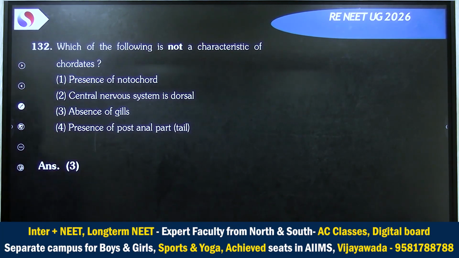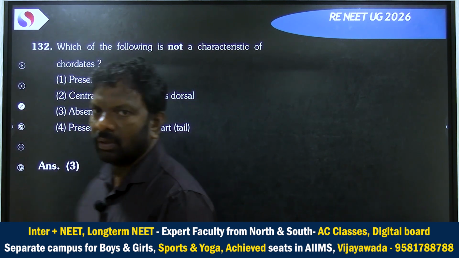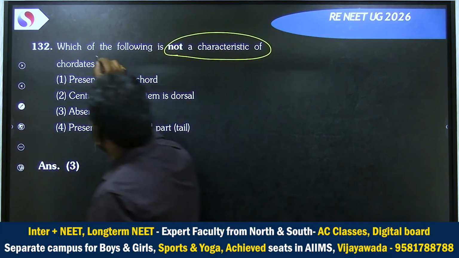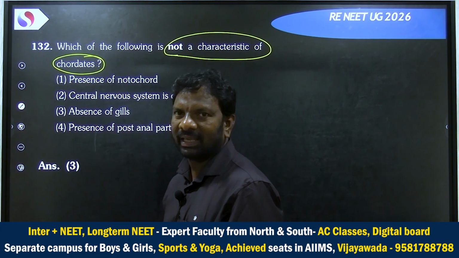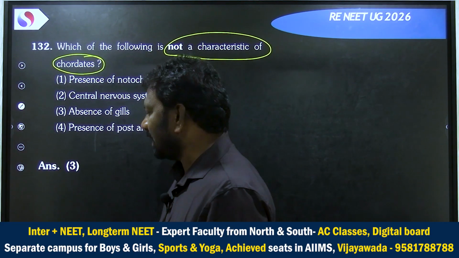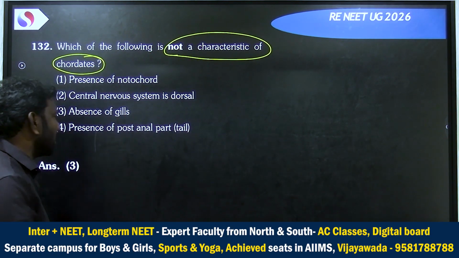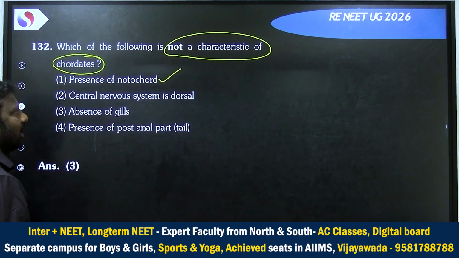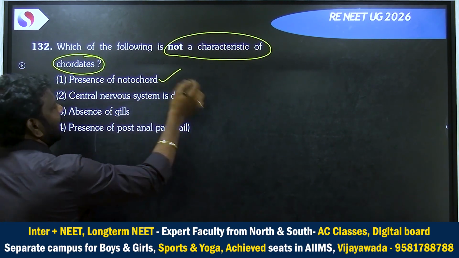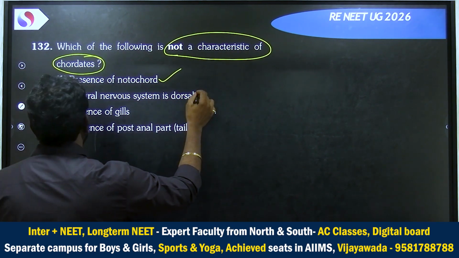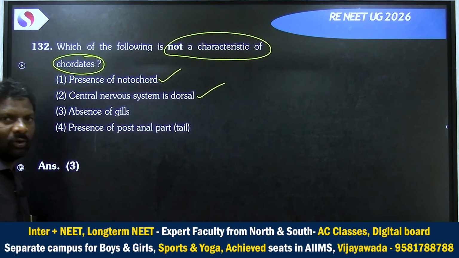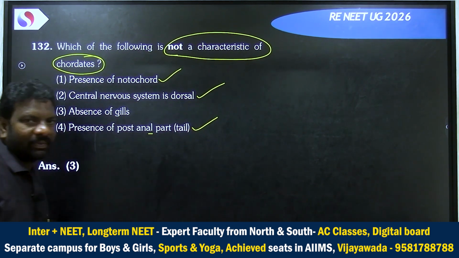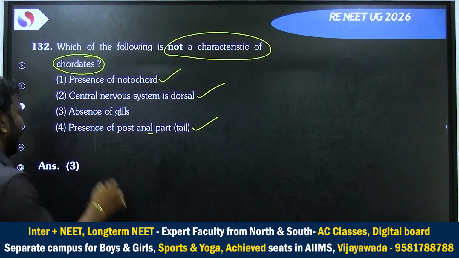So guys, the next question, 132. Which of the following is not a characteristic of chordates? Generally, chordates have 4 principal characters. One is the presence of notochord. Second is the central hollow tubular nerve cord, located in the dorsal side. That is also correct. Third is the presence of a post-anal tail. That is also correct. And the fourth is the presence of pharyngeal gill slits.